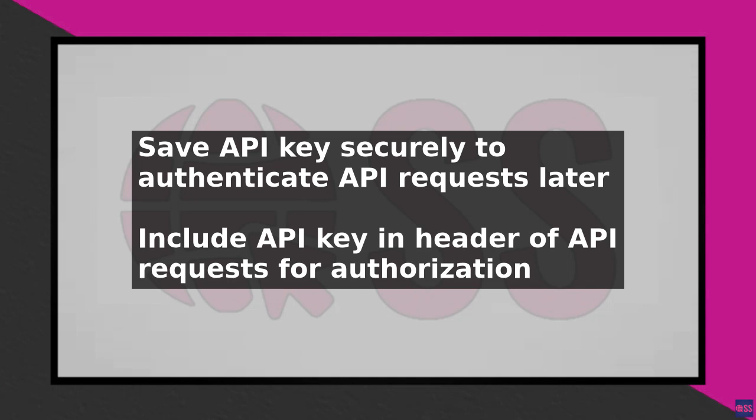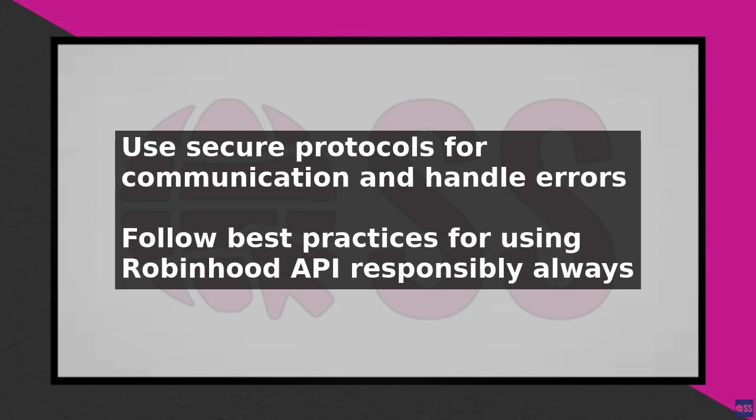have a Robinhood account, enable API access, create an API key, and save the API key in a secure location. By following these steps, you can integrate the Robinhood platform into your applications and start building your own trading tools.